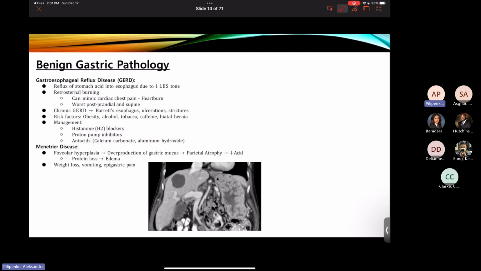Ménétrier disease, all you need to know is basically what happens is that one type of cells, foveolar cells, undergoes hyperplasia, right? And we have overproduction of gastric mucus. Because we have a lot of gastric mucus, parietal cells are no longer needed, right? So they undergo atrophy. We're going to have less acid. And because we need acid to break down protein, we're going to lose a lot of protein, right? And the patient will present with edema.